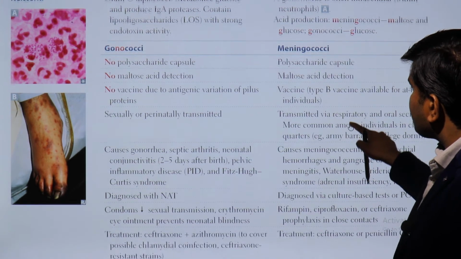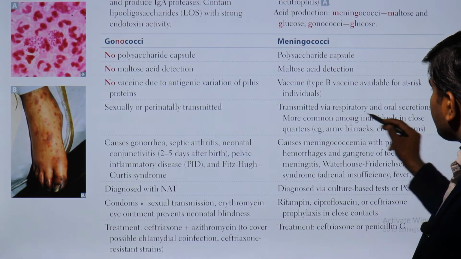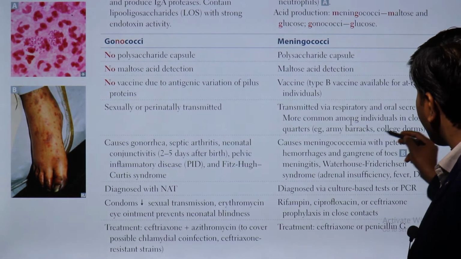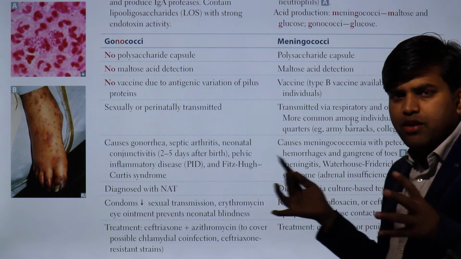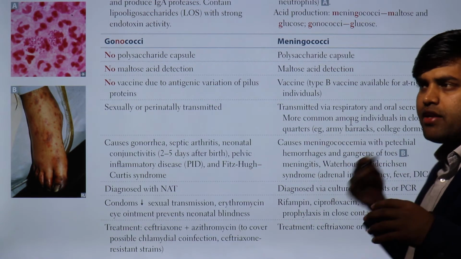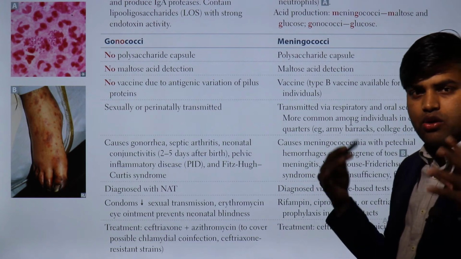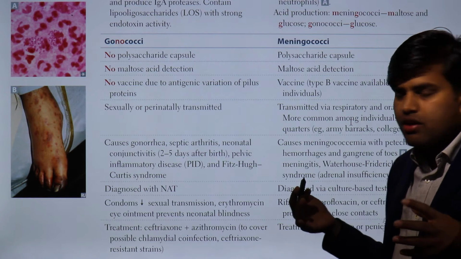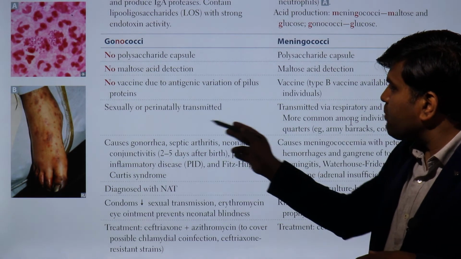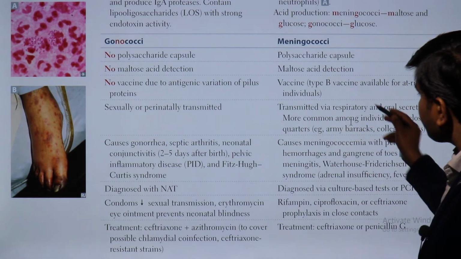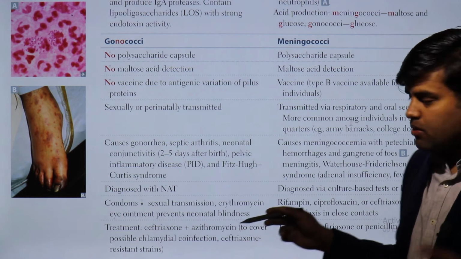Then meningococci are transmitted via respiratory droplets and oral secretions, more common among individuals in close quarters like army barracks or college dorms. So this occurs in people who are in close contact, living in close places, like in the army, where they are living in one common room, like a hostel. The students are living in one common room, so that will be there. Gonococci are usually transmitted sexually or perinatally. That is important. Meningococci transmit by the respiratory tract. Gonococci are transmitted sexually or during the birth of the baby.